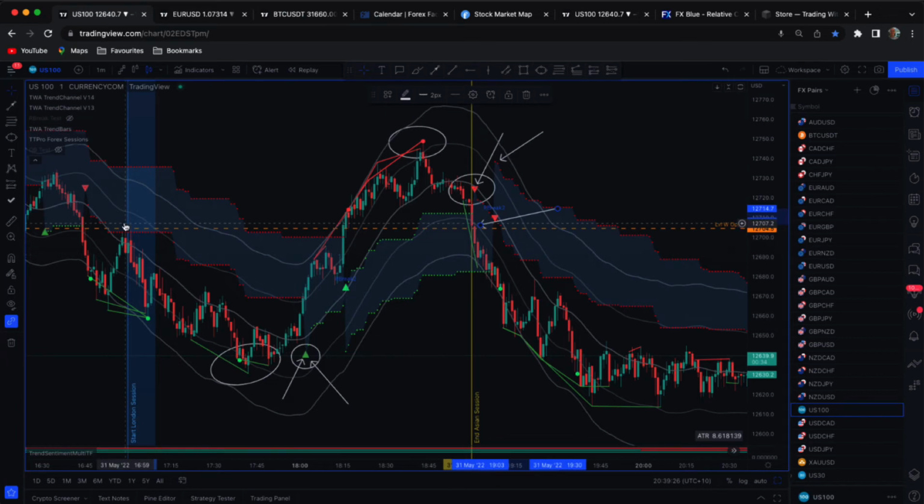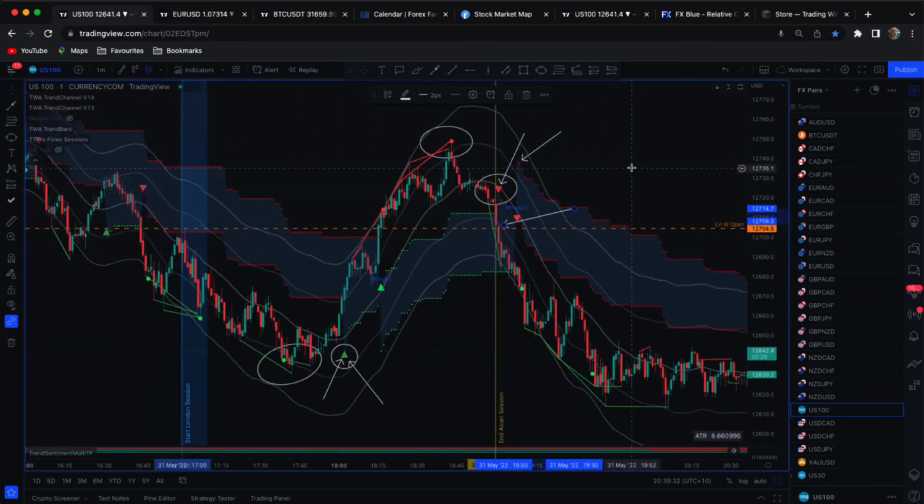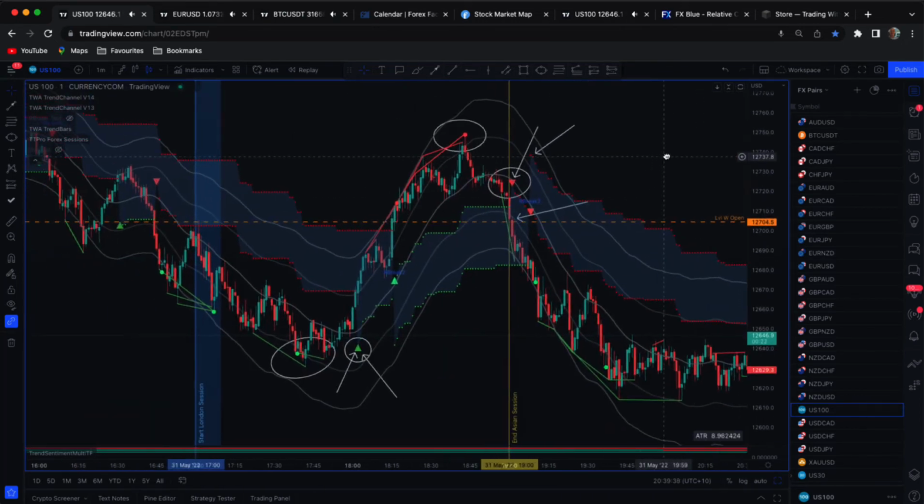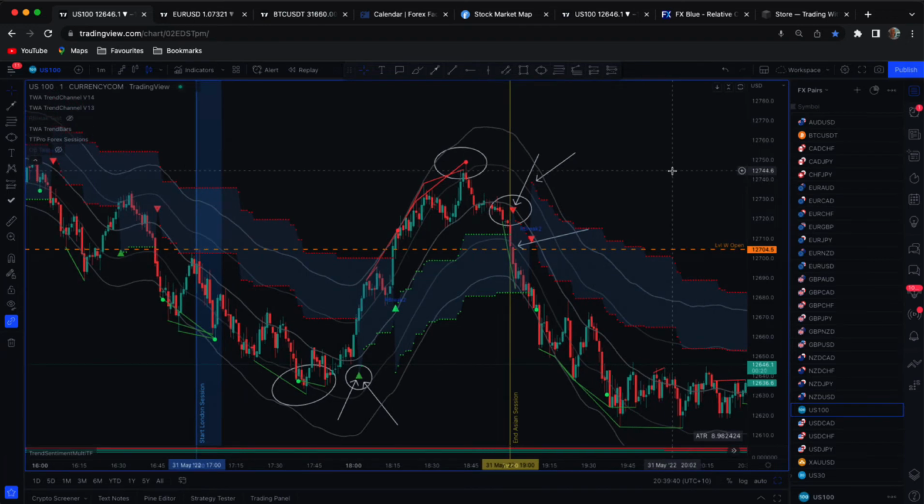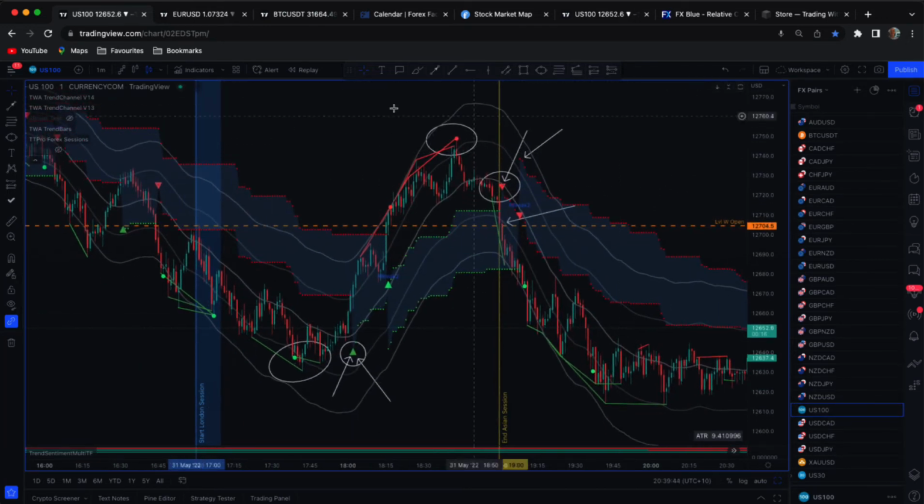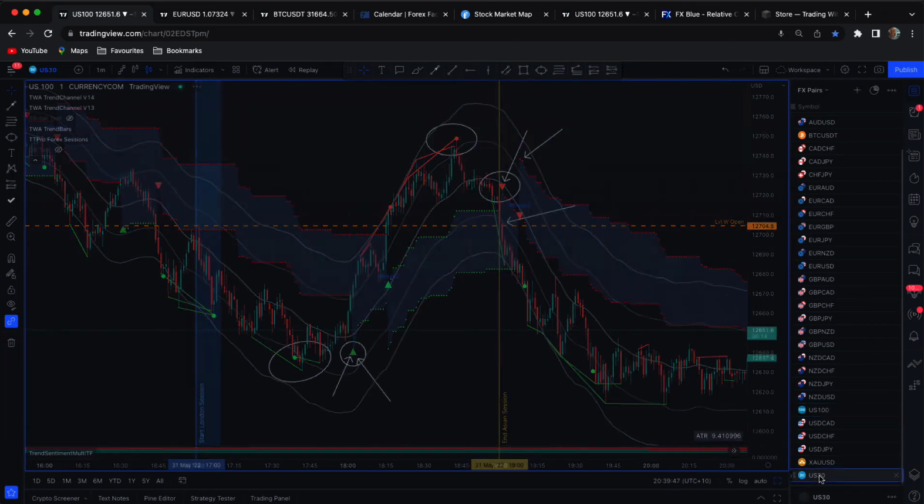So we can trade the London Open rotation and then into the Asian session close. And of course, you've got the New York Open. That's pretty much exactly the same thing. Okay, so that's the US 100, 1 minute chart, guys. Okay, so here's the US 30.